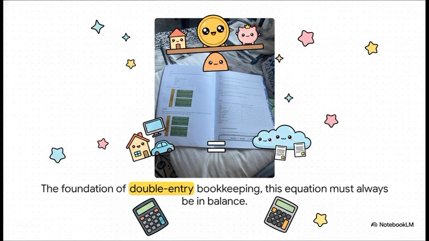It tells a very simple story. Everything a company owns, that's its assets, had to be funded by someone. It either came from the owner's pocket, that's equity, or it came from someone else's pocket, like a bank, and that's a liability. It has to balance, always.